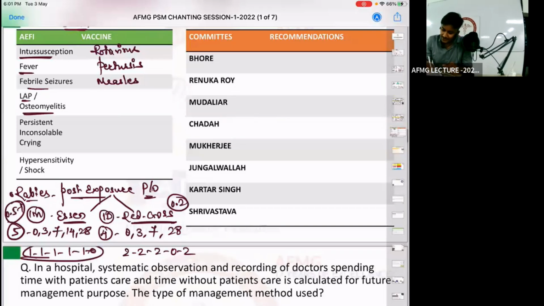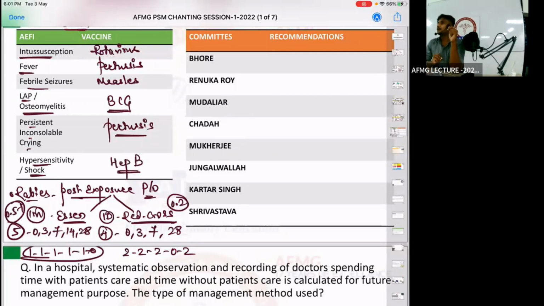Lymphadenopathy and osteomyelitis are side effects of BCG. What are the side effects of BCG? Lymphadenopathy and osteomyelitis. Persistent inconsolable crying, the child keeps on crying, is associated with pertussis. Hypotensive hyporesponsive syndrome is also associated with pertussis. Okay. Last, hypersensitivity and shock.